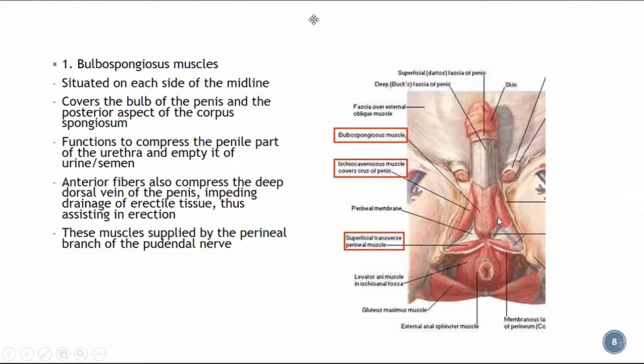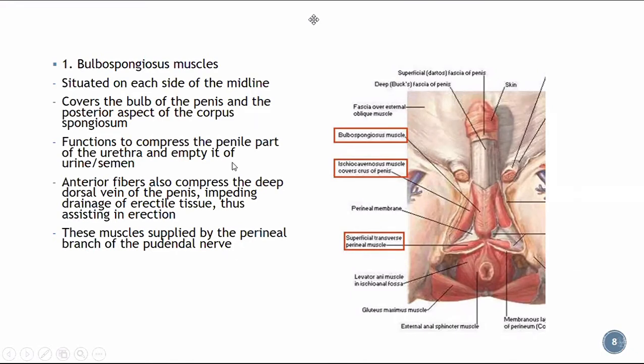It functions to compress the penile part of the urethra and empty it of urine or semen. So it is the one that compresses. The anterior fibers of this muscle also compress the deep dorsal vein of the penis. You can't see the deep vein because we are on the ventral side, impeding the drainage of the erectile tissue, thus assisting in the erection. So it's this muscle again that compresses the vein. Later on, we will talk about the erection part. These muscles are also supplied by the perineal branch of the pudendal nerve.